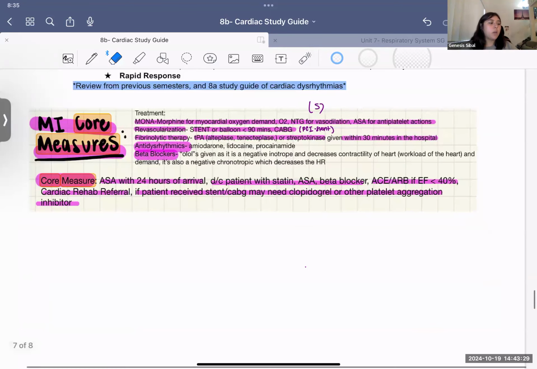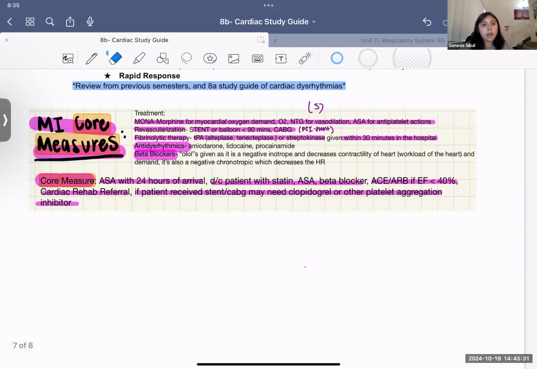And then just make sure you know your MI core measures because that's another thing she might ask. I feel like this is just straight up a little bit of memorizing. So remember with antidysrhythmics, if they're having certain types of dysrhythmias, you can give them that medication. For fibrinolytic therapies, that's the place ones, right? We want to prevent or dissolve any clots. So remember, those ones dissolve clots, they don't prevent. That's what anticoagulants are. If they're going to get a stent or a CABG, make sure you know those.